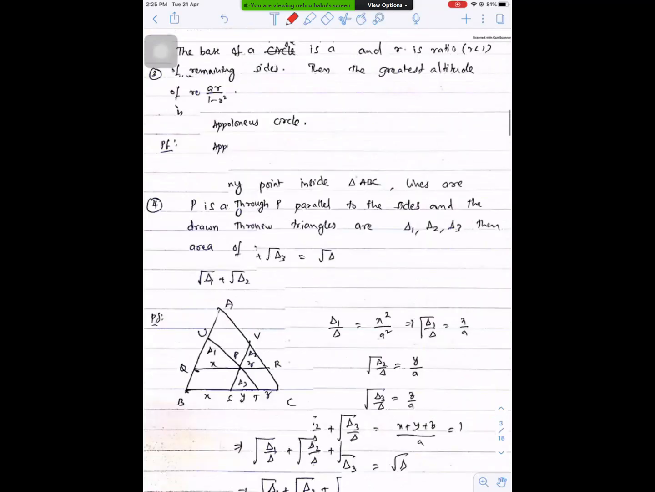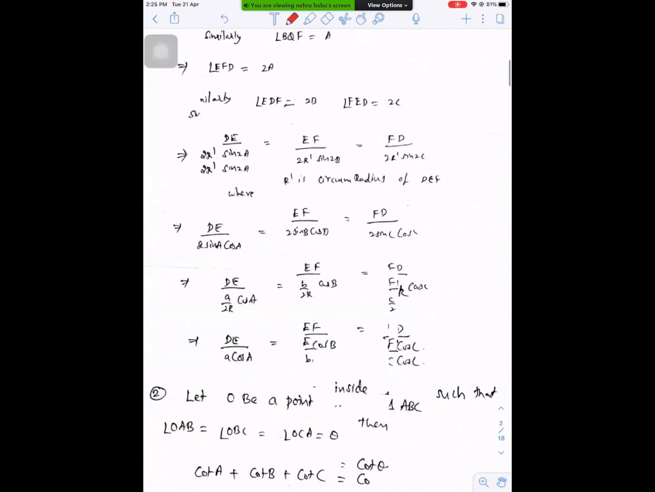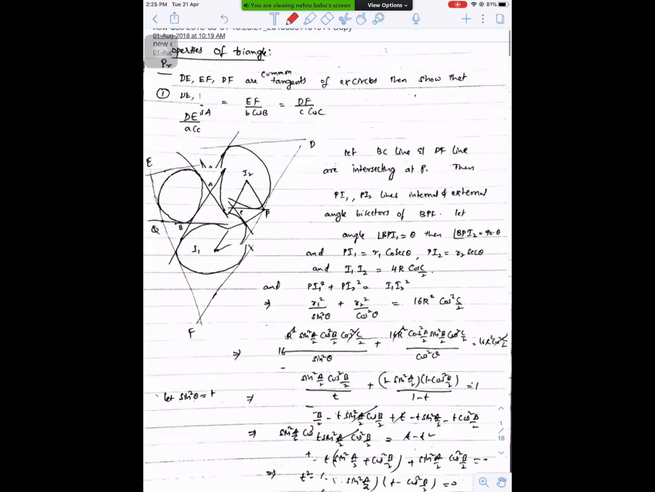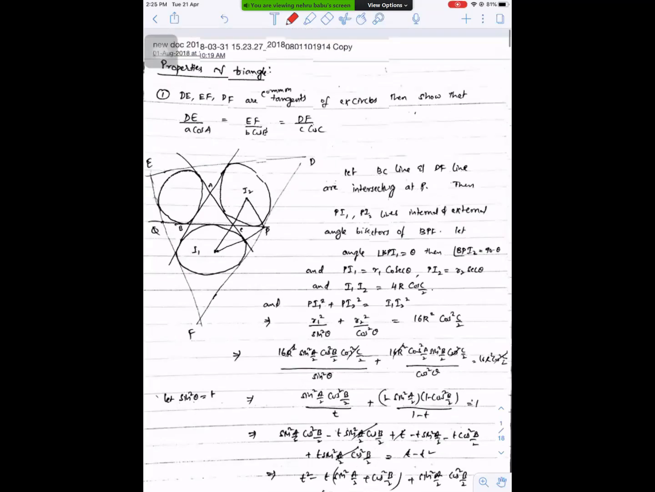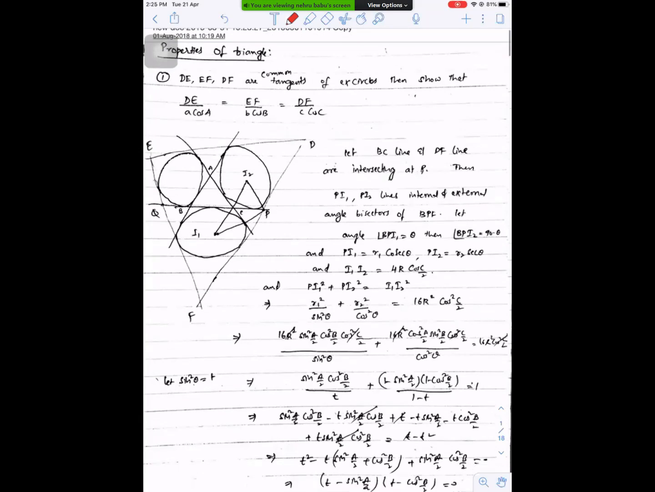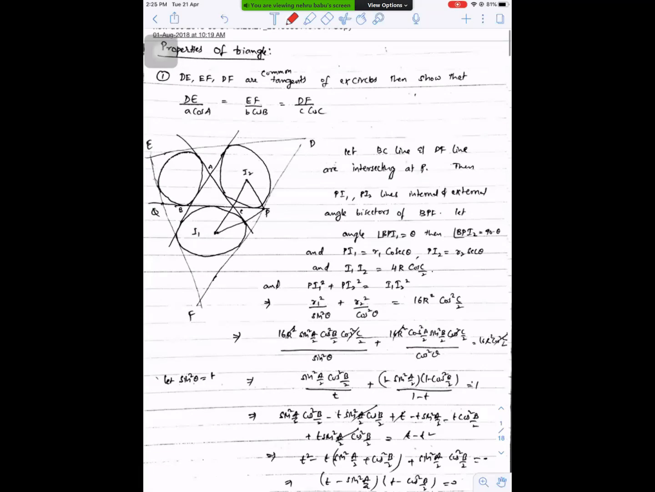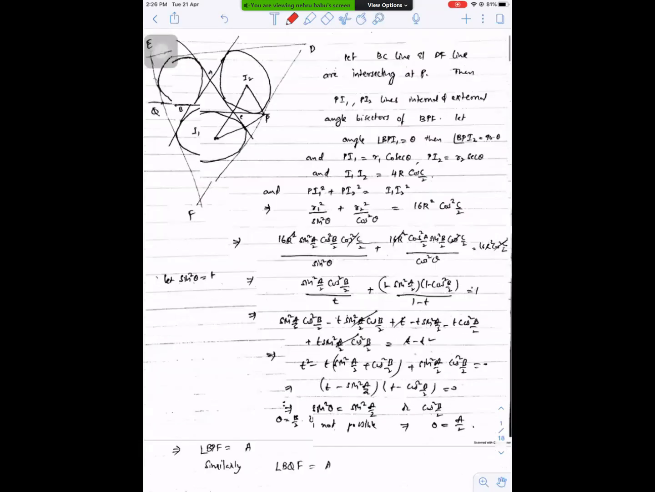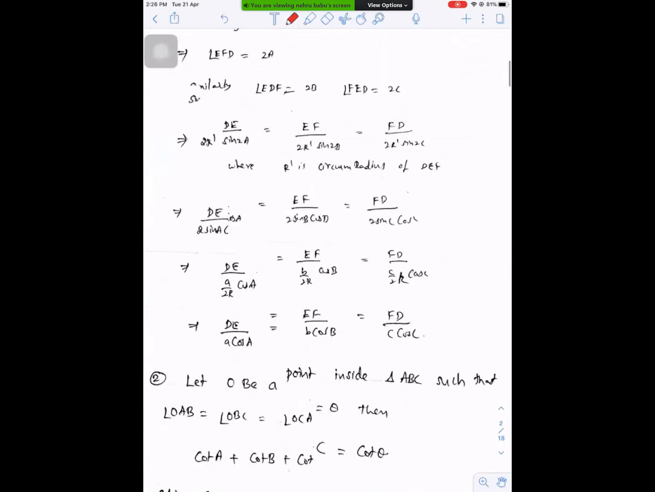Okay, some more problems. Even this also I discussed, I think. This problem is there in your workbook. DE, EF, DF are common tangents of the excircles. Then show that DE by A cos A equal to EF by B cos B equal to DF by C cos C. This problem is there in the workbook. Remember this problem? Calculations are lengthy. You gave in notes also. In notebook also we discussed this problem.